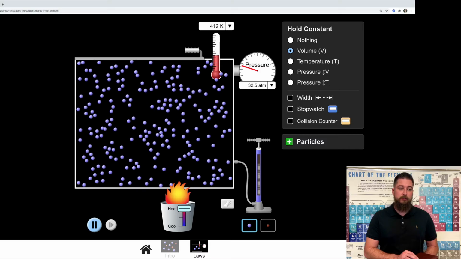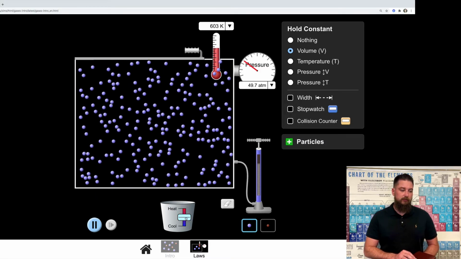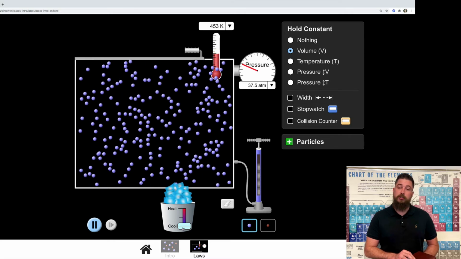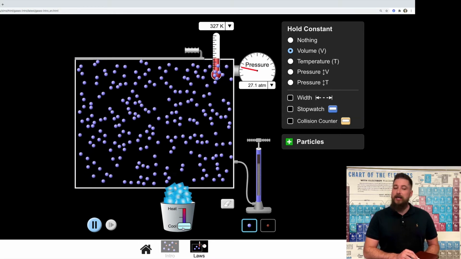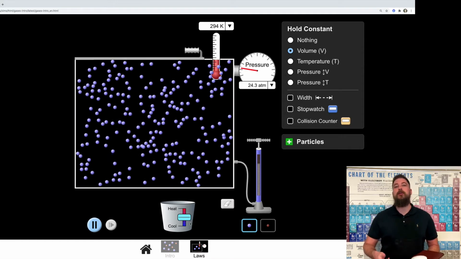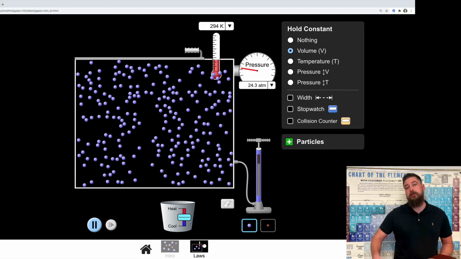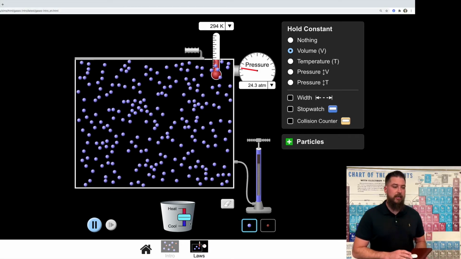If we add some heat energy, the pressure goes up. If we cool it off, the pressure goes down. This is called a direct relationship. A direct relationship means as one goes up, the other one goes up as well. As one goes down, the other one goes down. So if you increase temperature, you're going to increase pressure as well.